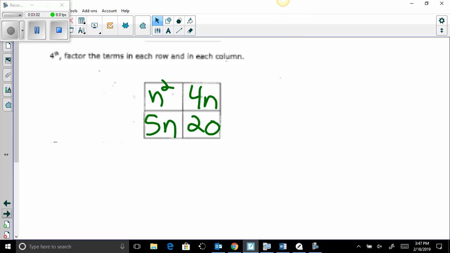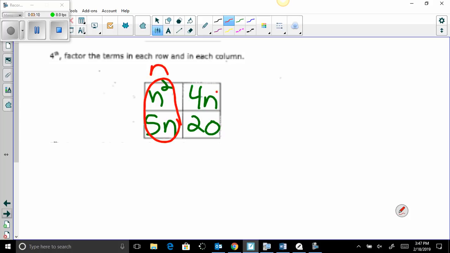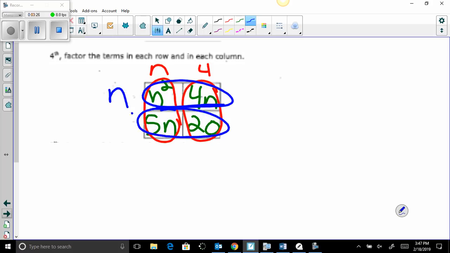Find the GCF of every row and every column. Look at this column here. What's the greatest common factor? The n. What's the greatest common factor here? 4. So I found the GCF of the columns. Now find the GCF of the rows. The GCF between n squared and 4n is n. Between 5n and 20 is 5.